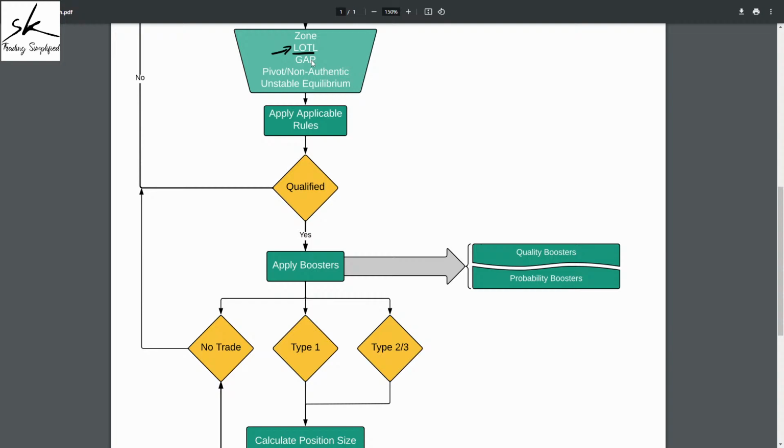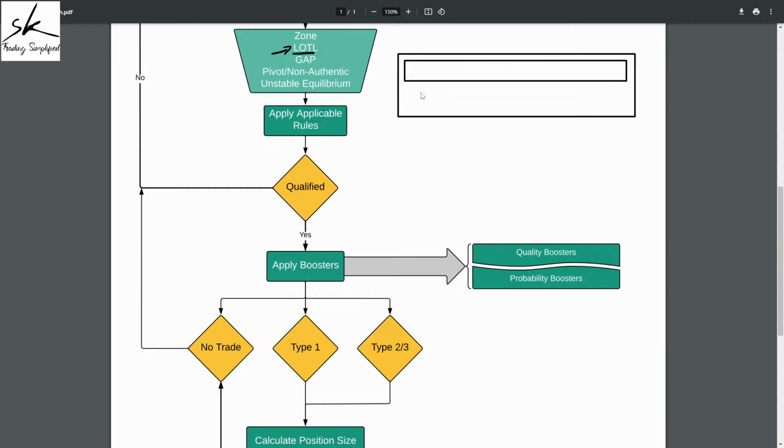And how do we check whether it is a case of level on top of level or not? It's a very simple concept. Let's assume you have an intermediate time frame zone, and the same intermediate time frame zone divides into multiple zones on the lower time frame. So again, when your intermediate time frame zone divides into multiple zones on the lower time frame, we call it a case of level on top of level.